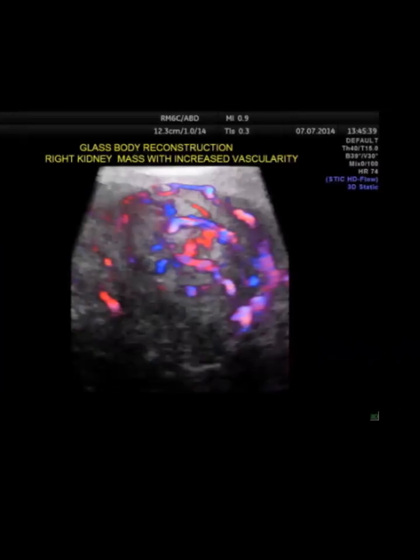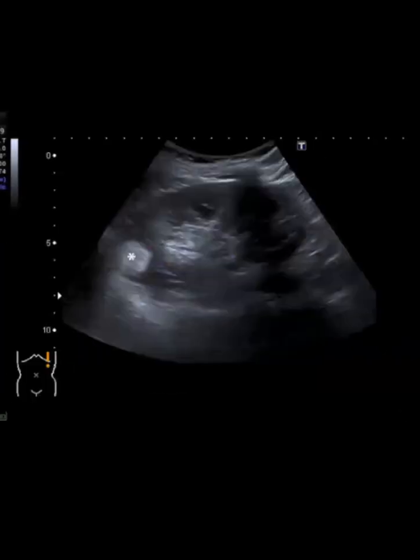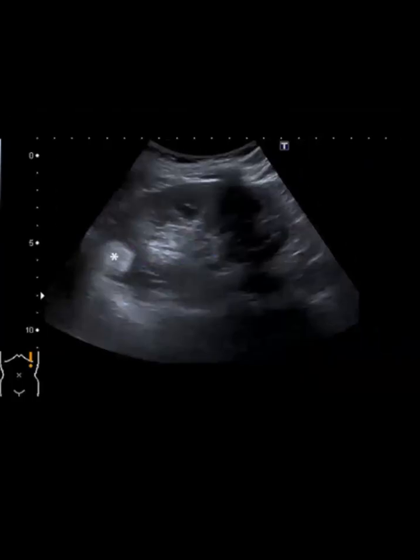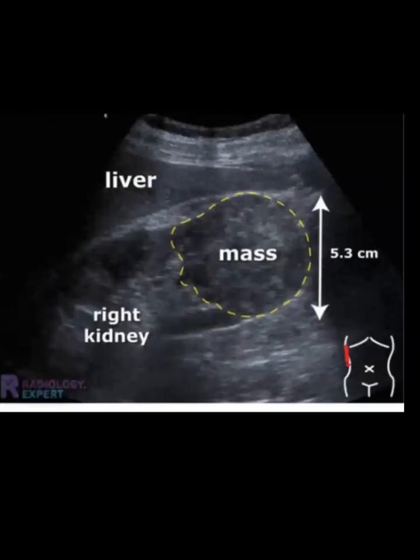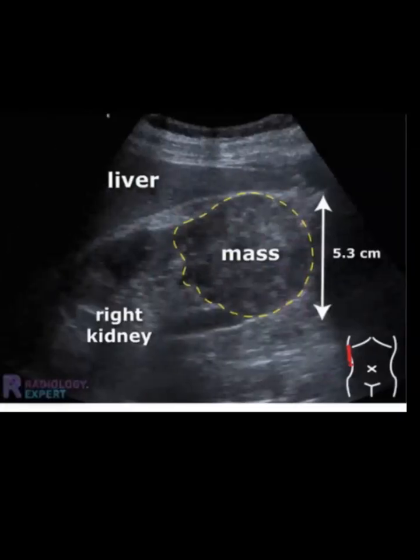Again, you can see a mass on the right side. So it can be renal cell carcinoma again. We are trying to make a differential diagnosis in your mind, so you should be very quick to answer at the exam.